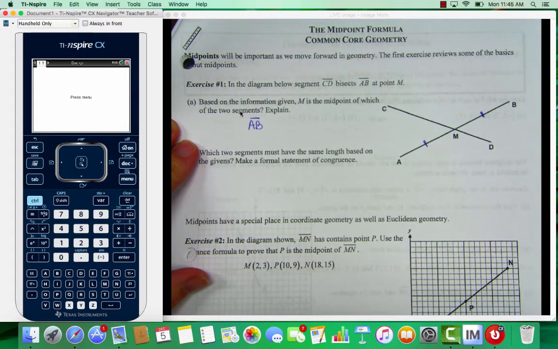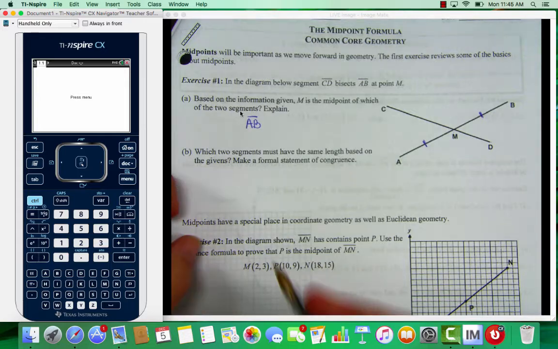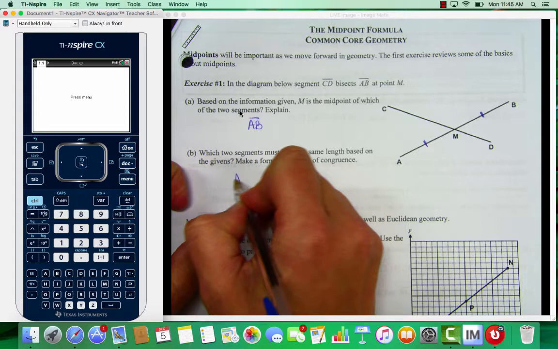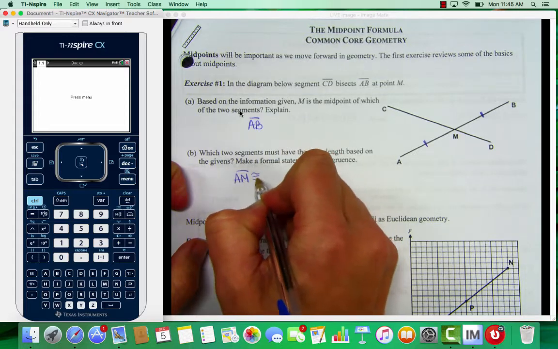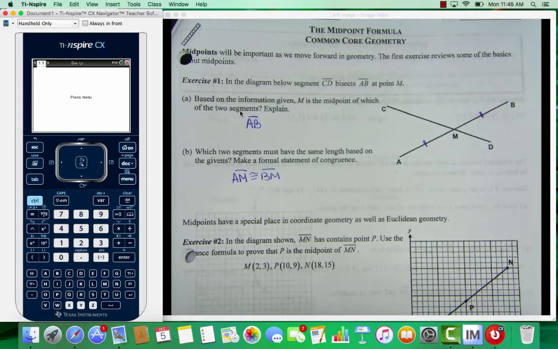And then explain why, we'd just say something about it's in the middle. And then which two segments must have the same length based on the givens, and make a formal statement of congruence. And so that would be, if M is the midpoint of AB, then AM must be congruent to BM. And that goes back to what we looked at when we talked about our proofs.